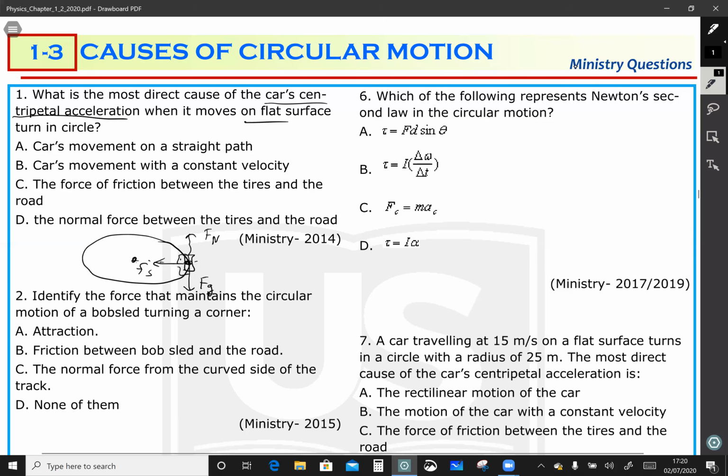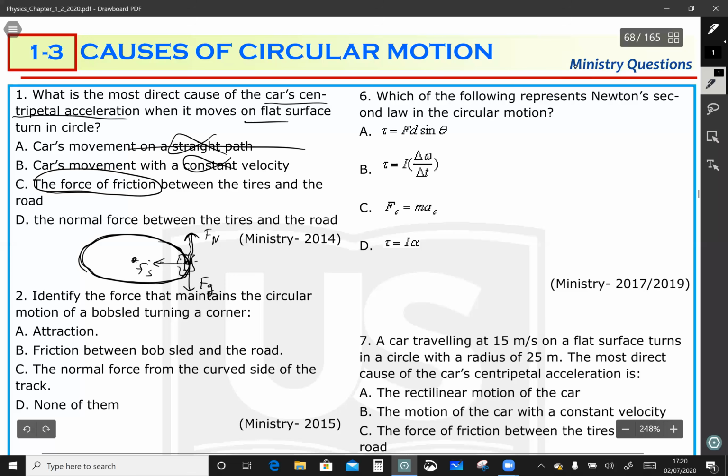So A is not correct because the car is not moving on a straight line path. It's moving on a circular path. Car's moving with a constant velocity? The car is not moving with constant velocity because the direction is continuously changing. You cannot say that velocity is constant. This is not correct. The force of friction between the tires and the road, yes, static friction, can cause the car to move on this circular path. The normal force between the tires and the road is perpendicular to the radius, so it cannot contribute to centripetal force. The answer for this question is C.